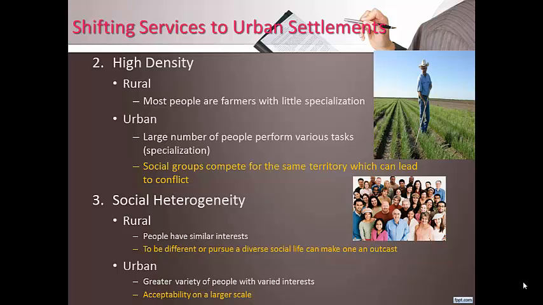Last but not least, there's social heterogeneity. In rural areas, people have similar interests, they probably look like you, they act like you, they're not as diverse. If one does want to pursue a different type of social life, you might become an outcast. In an urban area, there is a greater variety of people with a varied amount of interests. Even if you want to diverge from the local social life, you will probably be accepted in a different type of group because acceptability is on such a larger scale in urban areas versus rural areas.